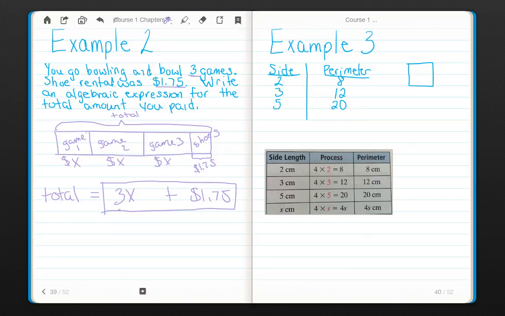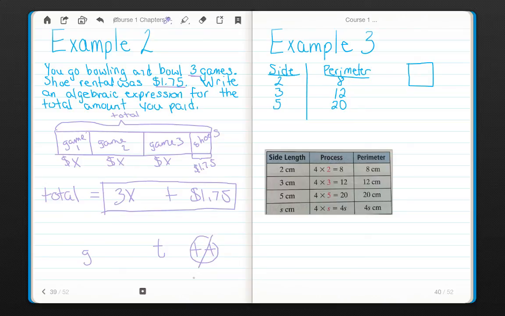Now, if you look in your book, you'll see that they used the variable g for game. Doesn't matter what variable you use. You can use any letter you want to. I will only caution you that if you use the letter t, it needs to have that little hook on the bottom because a t and a plus sign can look exactly the same.